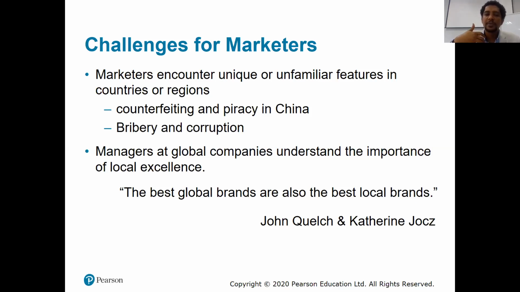So these managers who are managing these global companies understand very well about local excellence, okay, because they are already familiar with different behavior, different culture, different styles of people. Okay, so these managers are very well equipped with the skills on how they can sell their products locally and how they can grow the local brands also.